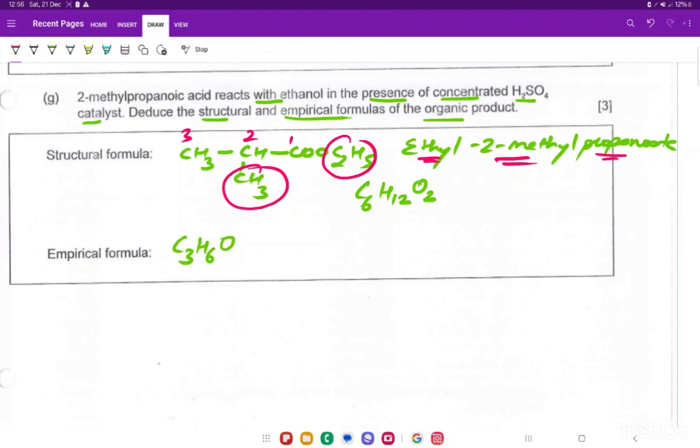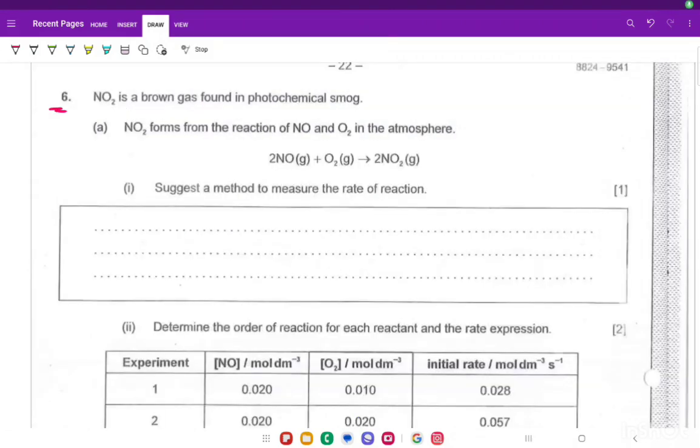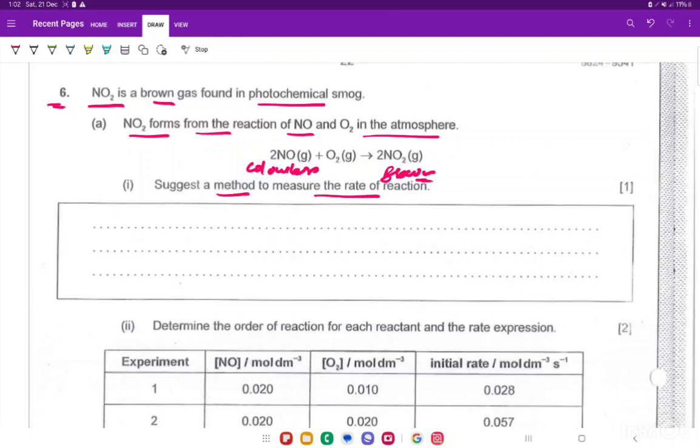Okay. Question 6, which says NO2 is a brown gas found in photochemical smoke, and NO2 forms from the reaction in the atmosphere. NO2 is formed from this reaction. Now NO is colorless and NO2 is brown. That is, the solution color changes from colorless to brown. Suggest a method to measure the rate of reaction.